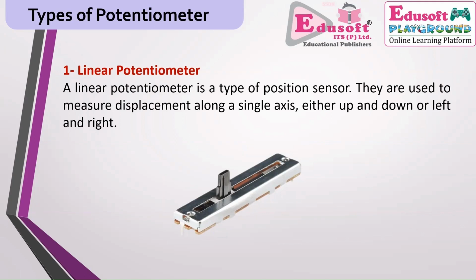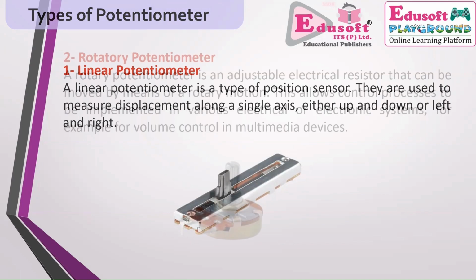This wiper, you can see here, moves linearly. It is a type of potentiometer where the wiper moves along a linear or straight path. You can see in the picture the linear motion of this wiper. The wiper of a linear potentiometer moves along a straight line. Some applications of these potentiometers are volume control in audio systems, linear position sensors in instrumentation, control panels, and adjusting parameters in linear position. These are the most important applications of the linear potentiometer.